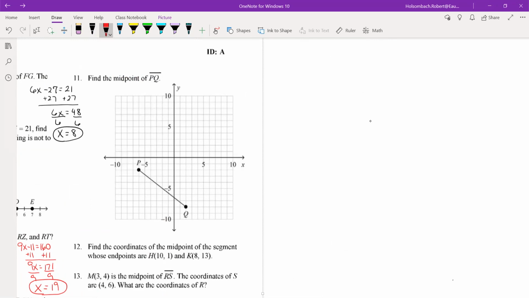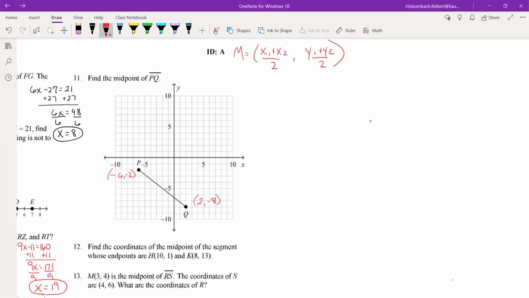So let's look at these points first. Point Q is at (2, -8), and point P is at (-6, -2). The midpoint formula is your x sub 1 plus your x sub 2 divided by 2, and your y sub 1 plus your y sub 2 divided by 2. That gives you the midpoint of 2 points.